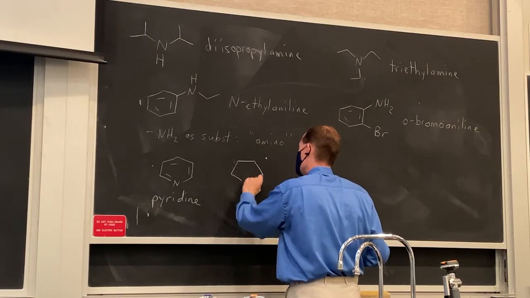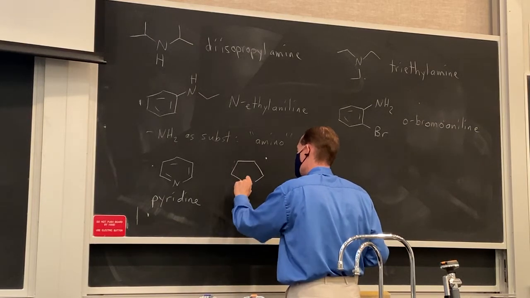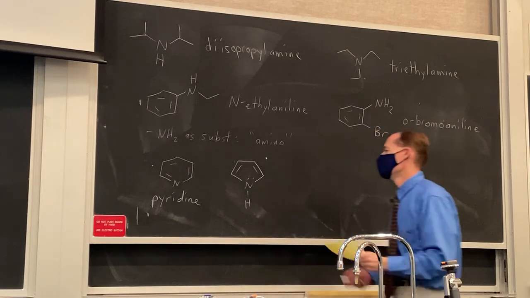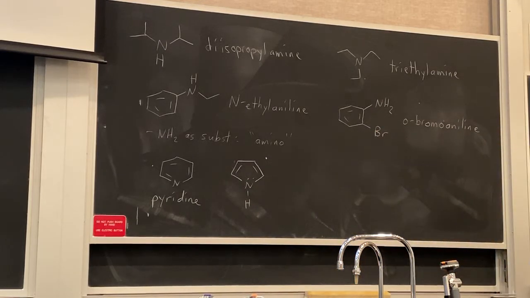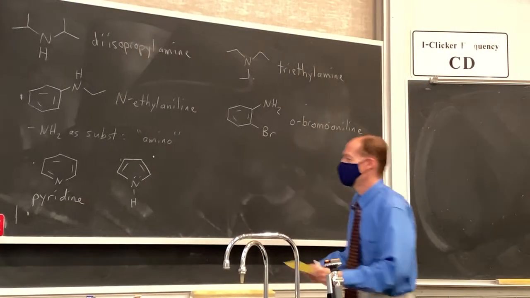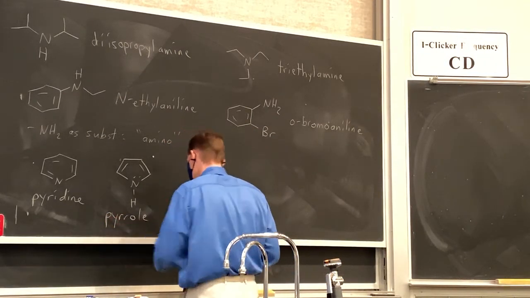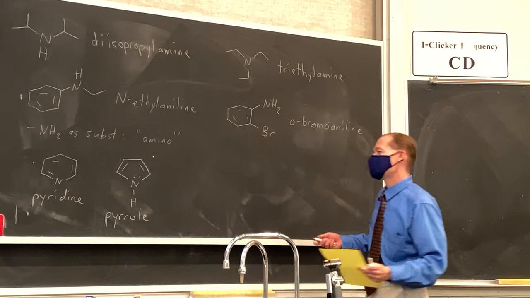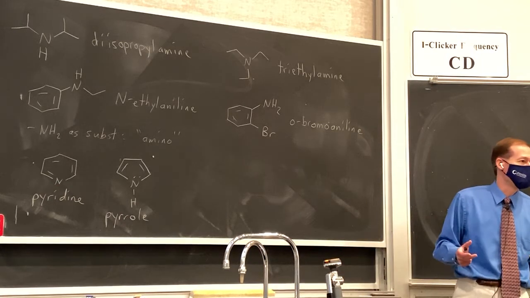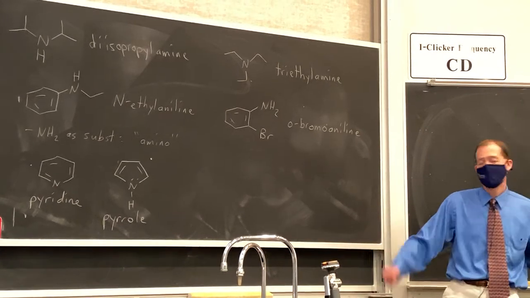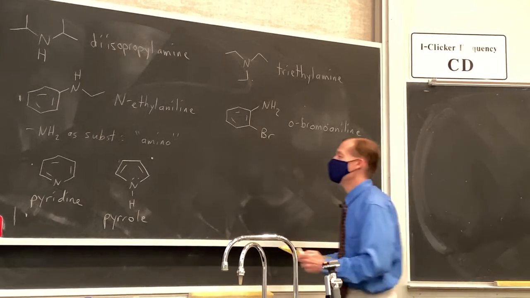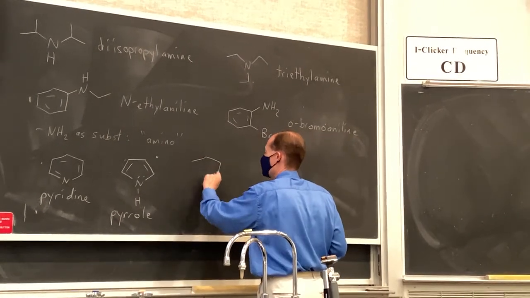Here's another one that we learned about back in chapter 17. What do we call this compound? That's pyrrole. Okay. So these are the saturated nitrogen heterocycles, and they're also aromatic. And then we have unsaturated versions that have common names.